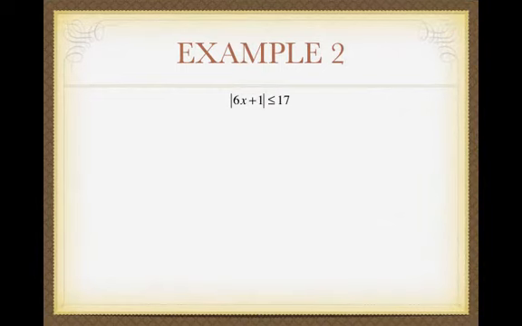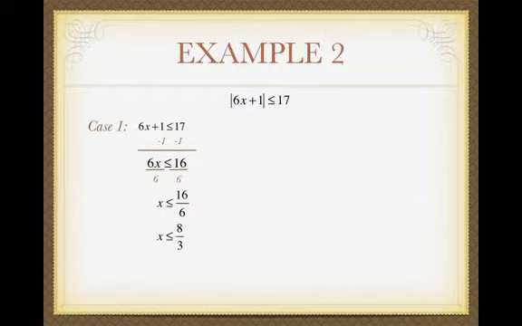So for example 2, we have the absolute value of 6x plus 1 is less than or equal to 17. So again, case 1 is just the same inequality, just without the absolute value symbols. We start off by subtracting the 1 to get 6x is less than or equal to 16. And then of course we would want to divide by the 6. 6 can't go into 16 evenly, so we will want to reduce the fraction by 2. When we reduce it by 2, we get x is less than or equal to 8/3. Okay, so that is case 1.